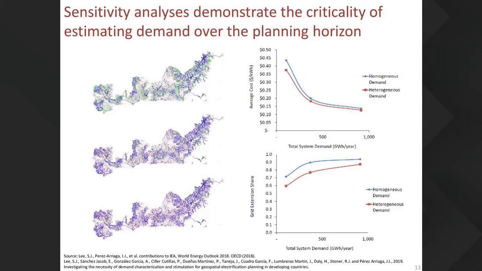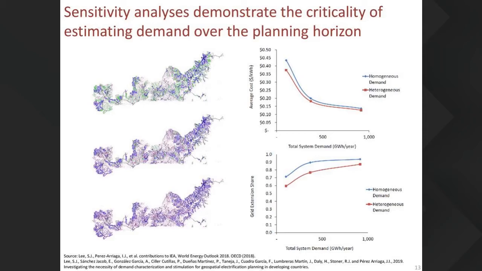The references are shown below, but essentially we have this region of Uganda that we've been studying, and this is shown on the left here. And we have three different demand levels that are being run to show sensitivities. We have a low, medium, and high case. And on the x-axis of these line plots on the right, you have the total system demand for these cases. And we have average costs on the top plot and grid extension shares in the bottom plot. And what we're seeing, if we were just to follow the blue line on the top plot, I wish I could show you guys my mouse.